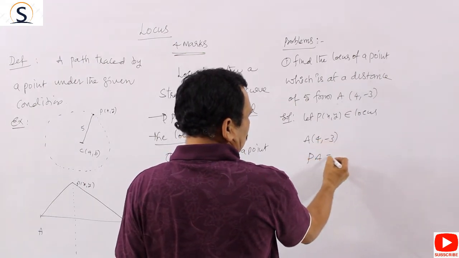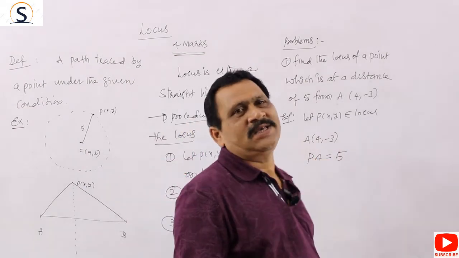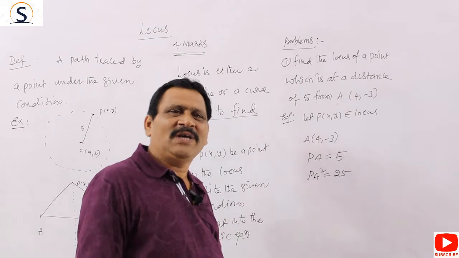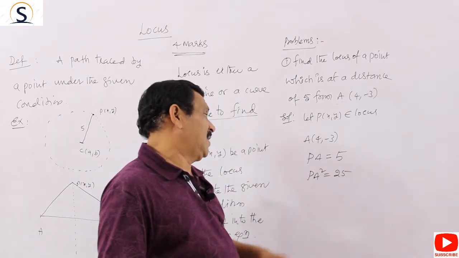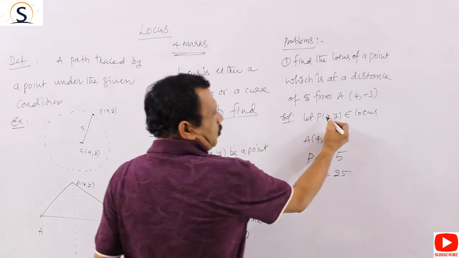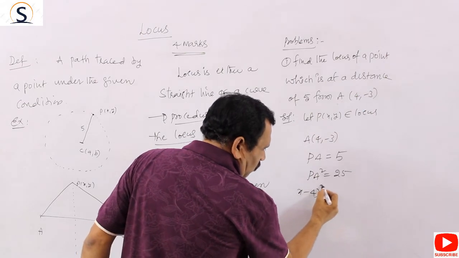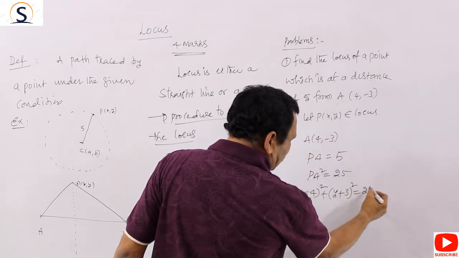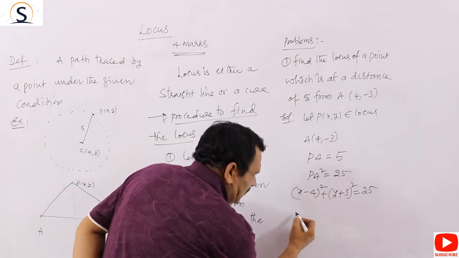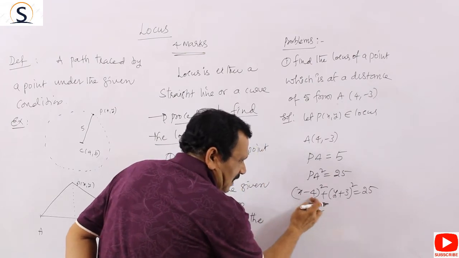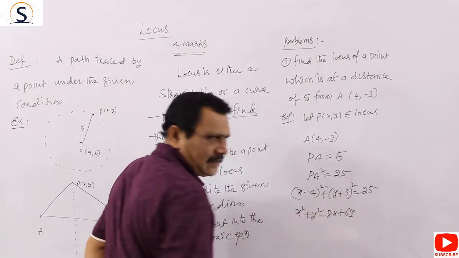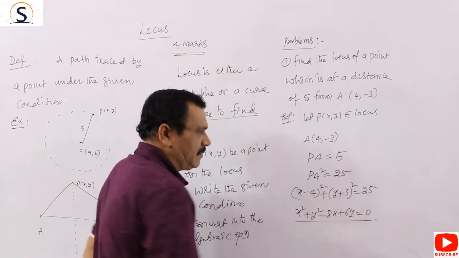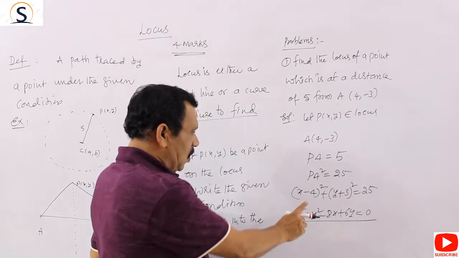Distance from P to A is equal to 5. This is your given condition. PA is equal to 5 is the given condition. Then PA square is equal to 25. While writing distance from P to A, you get the square root. So removing that square root, I will be squaring on both sides. PA square: x2 minus x1 whole square, that is (x minus 4) whole square plus (y minus of minus 3), (y plus 3) whole square is equal to 25, right? And expand, this is x square plus y square minus 8x plus 6y, plus constants 16 plus 9, 25, that 25 cancel, only x square plus y square minus 8x plus 6y is equal to 0. This is the locus of the point P.